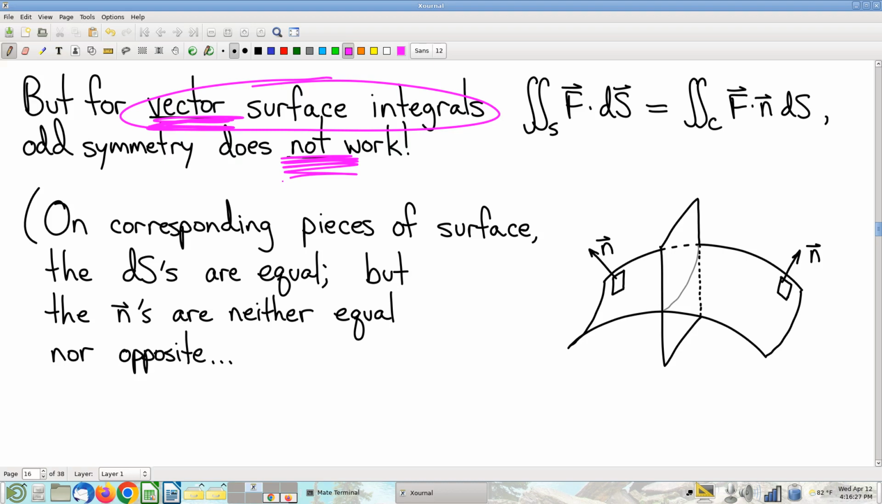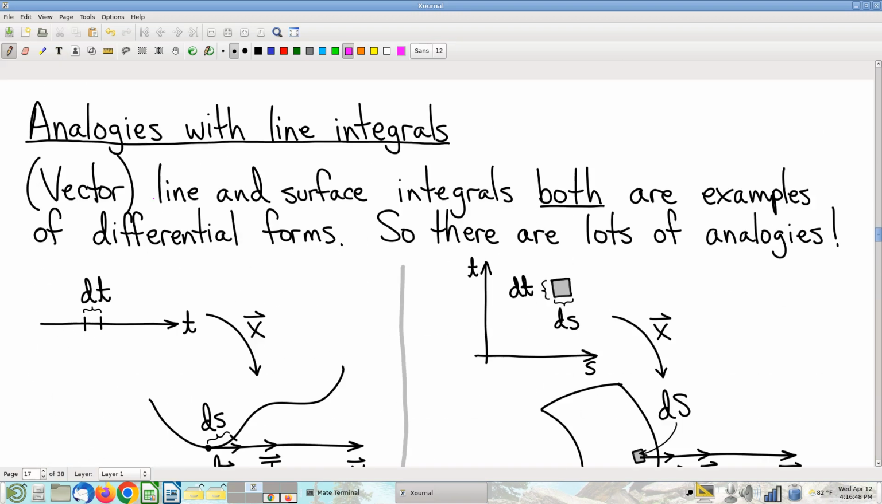So please don't try to make an odd symmetry argument for vector surface integrals. It doesn't work. It doesn't make any sense, and all your work is wrong at that point. So it's very, very dangerous. I make a big deal out of it to try to minimize the likelihood of a student stepping on that landmine. Okay. All right.